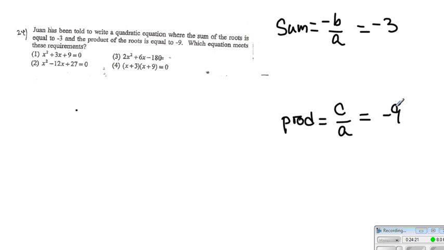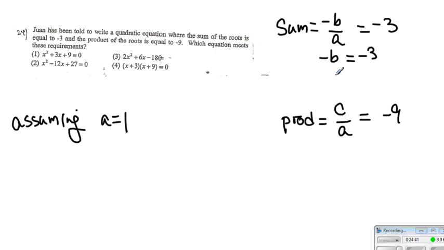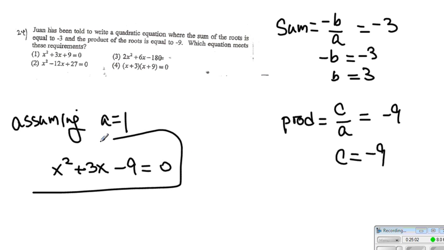Now, in this case, one thing we can do is this. You will realize, assuming a is equal to 1, what we end up getting is negative b is equal to -3. So therefore, b must be equal to 3. Then we have x squared plus 3x. Now let's look at the last one. Assuming that a is equal to 1, then we end up getting c is equal to -9, and then minus 9 is equal to 0. That's what we end up getting.